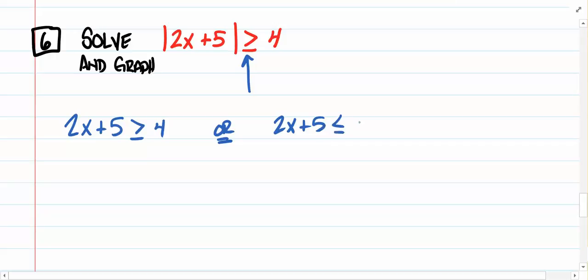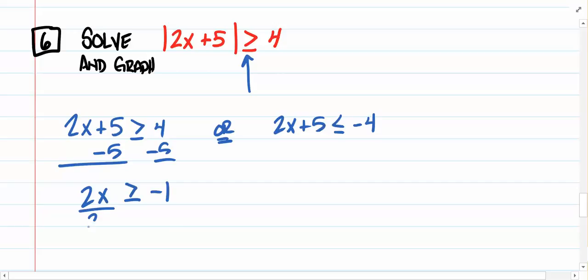So this is how we set it. Because I have an or statement, I know I'm going to have two distinct inequalities. Alright, now we solve them. I would subtract 5 over here, I would subtract 5 over here. So I would get 2x is now greater than or equal to 4 minus 5, of course, is negative 1. I would divide by 2, and I would get x is now greater than or equal to negative 1/2.